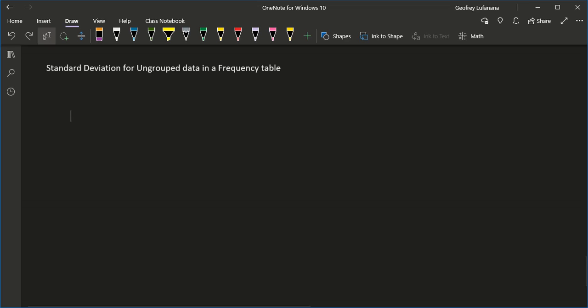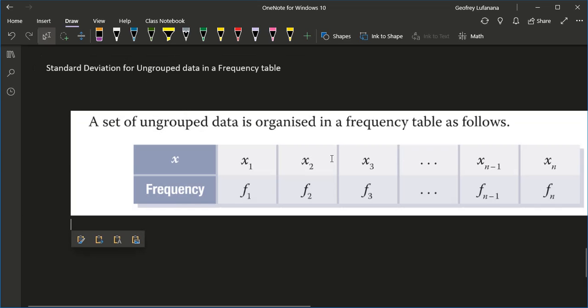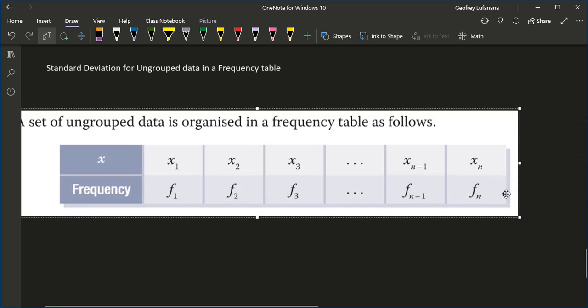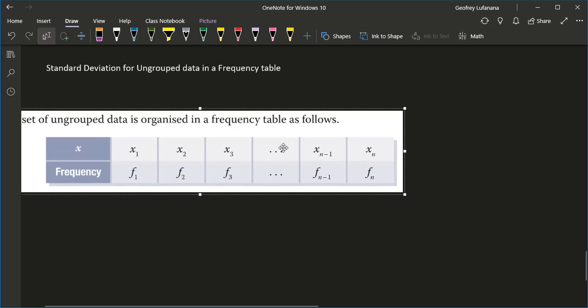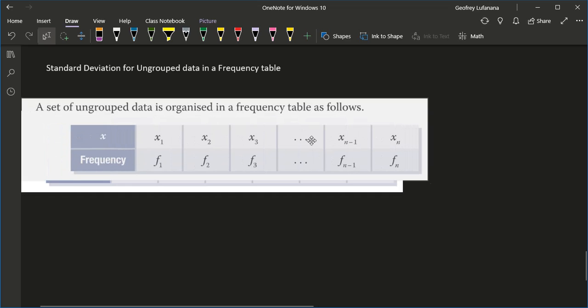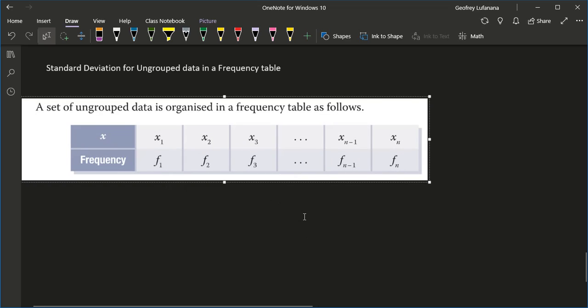Welcome. In this video, I'll be discussing the formula used for standard deviation for ungrouped data in a frequency table. So let's use this example. A set of ungrouped data in a frequency table would look like this. So we have n x values, x1 up to xn, with corresponding frequencies f1 up to fn.